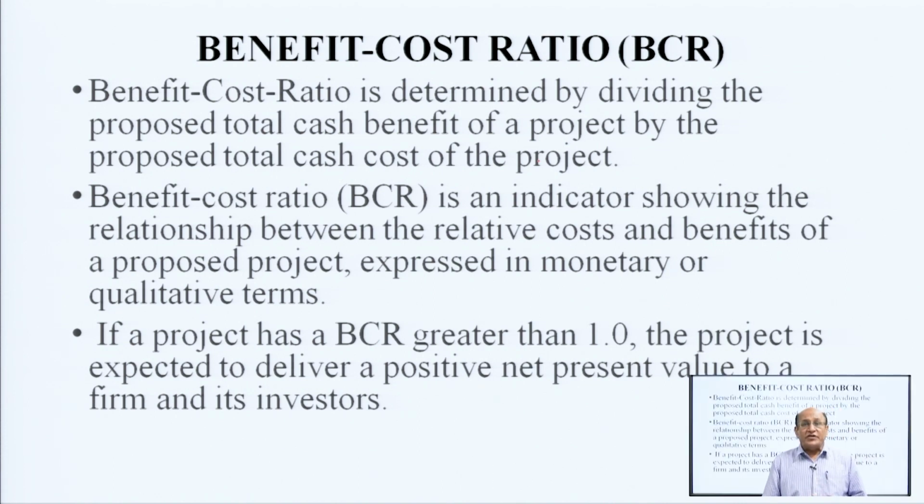The benefit cost ratio is determined by dividing the proposed total cash benefit of a project by the proposed total cash cost of the project. The cost benefit ratio is an indicator showing the relationship between the relative cost and the benefit of a proposed project expressed in monetary or qualitative terms. If the project has a BCR greater than 1, the project is expected to deliver a positive net present value to a firm and its investors.